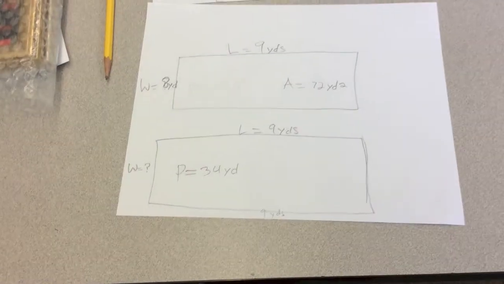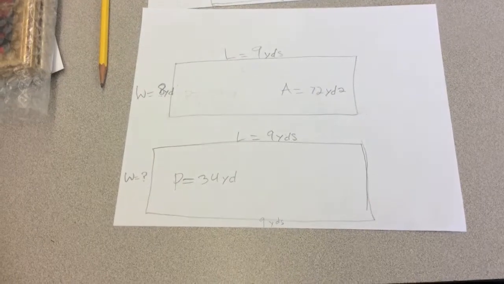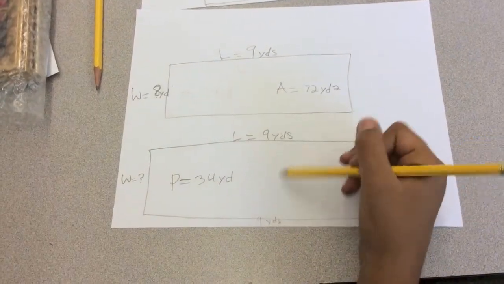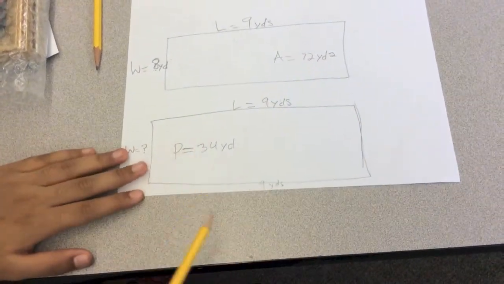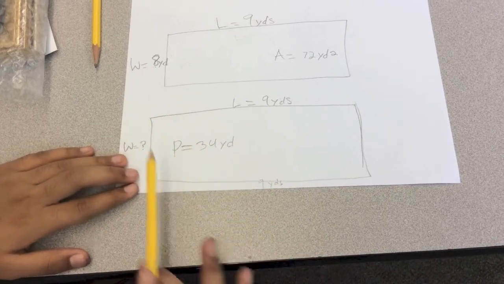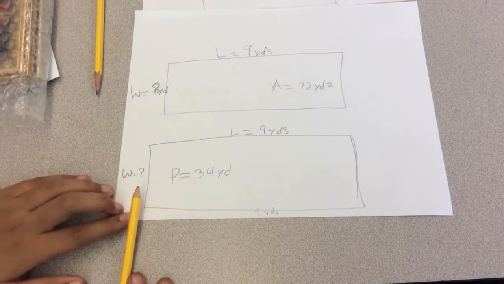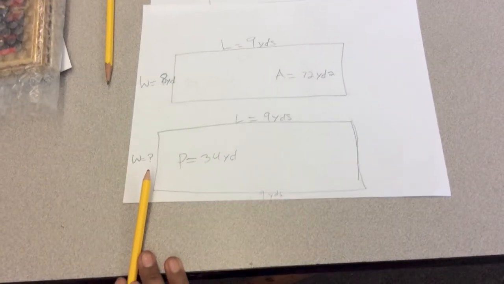All right. So if you know the perimeter is 34 and you know the length is 9 yards, can you figure out the width? Yes. You do 9 times 2, which is 18. Then 34 minus 18. Then you do whatever your answer is, divided by 2 sides, because there are 2.